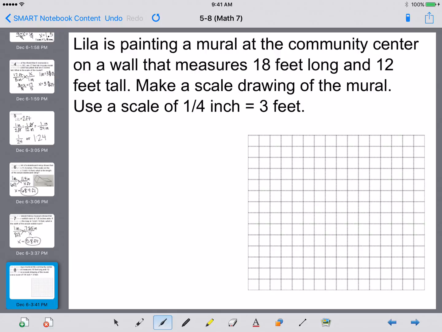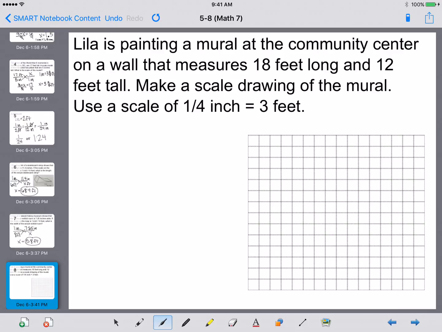It says Lila is painting a mural at the community center on a wall that measures 18 feet long and 12 feet tall. Make a scale drawing of the mural. And it says to use a scale of 1/4 inch equals 3 feet. And this grid paper that you have right here, and it's on your note sheet, is actually 1/4 inch grid paper. So each square is 1/4 inch long. So here it's saying that the wall in the community center is 18 feet long.